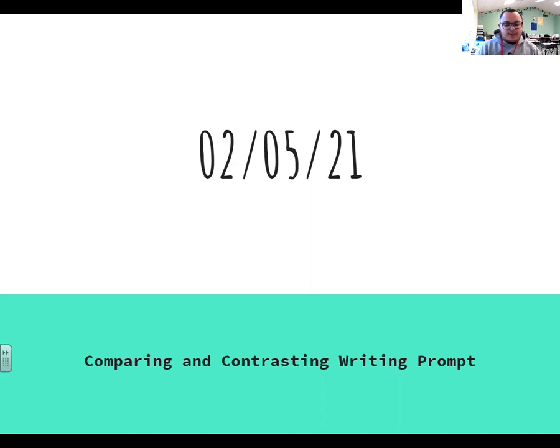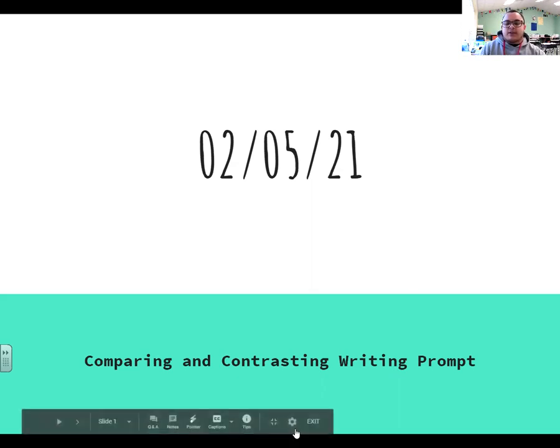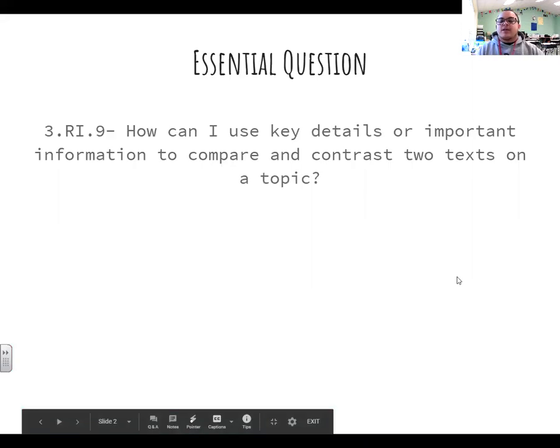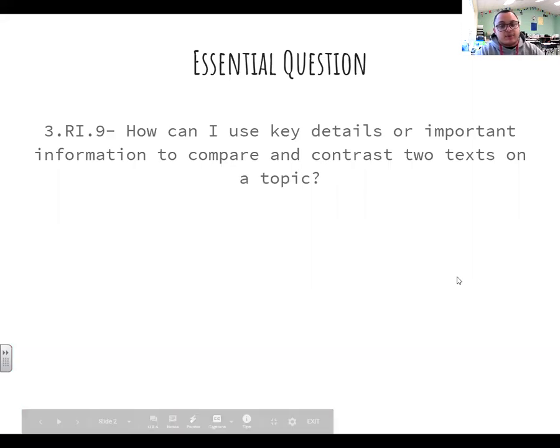Let's just go ahead and jump in with what we're going to do today. Today, as you can see here at the bottom, we're going to be finishing up our comparing and contrasting, and we're going to be doing that with a writing prompt. So, our essential question, if you remember, is how can I use key details or important information to compare and contrast two texts on a topic?